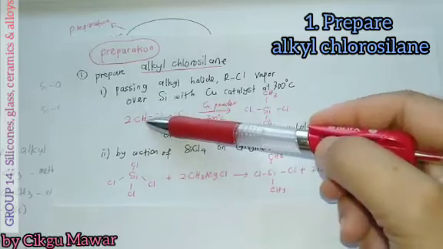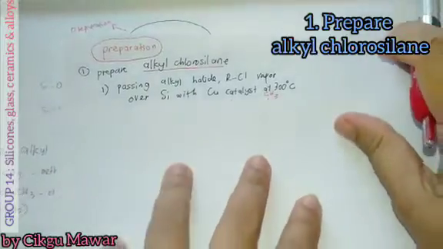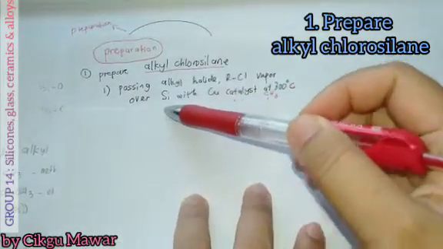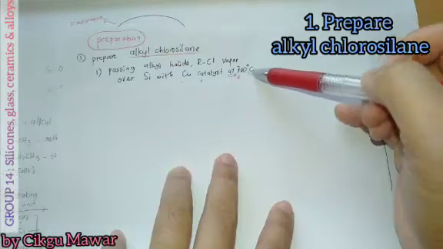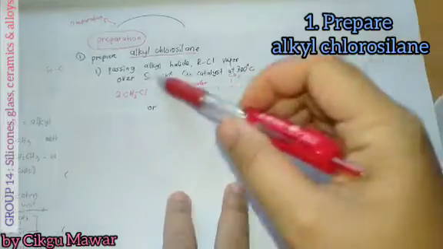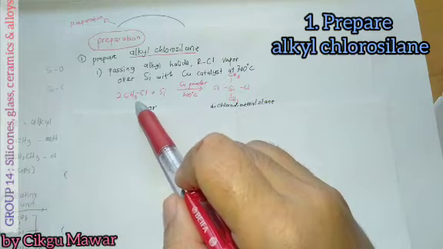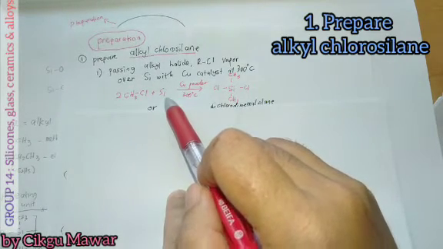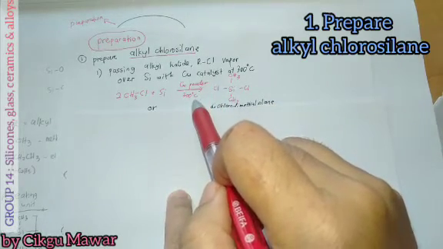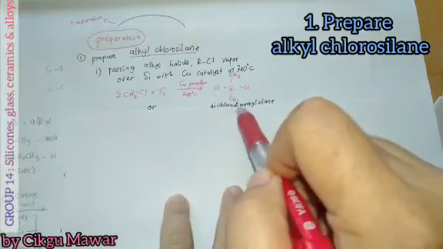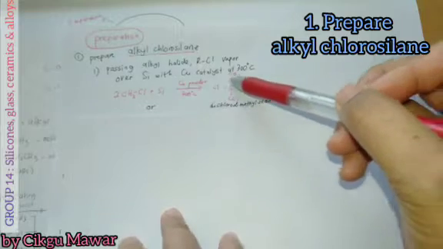For the first method, we pass alkyl halide, which is CH3Cl vapor, over silicon using a copper catalyst at 300 degrees Celsius. This is the chemical equation involved. We have the alkyl halide CH3Cl reacting with silicon, using copper powder at 300 degrees Celsius, and we will get dichlorodimethylsilane, which is the alkyl chlorosilane.